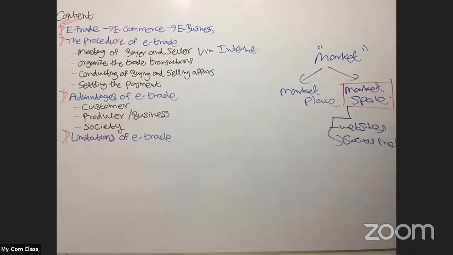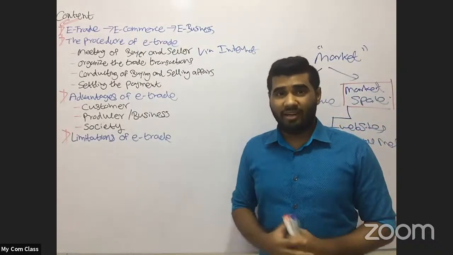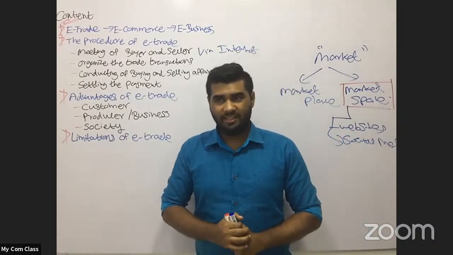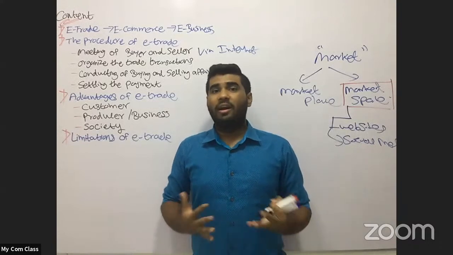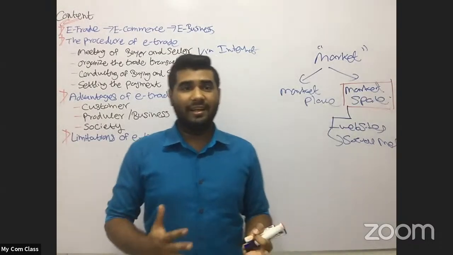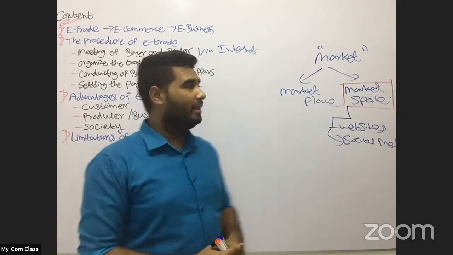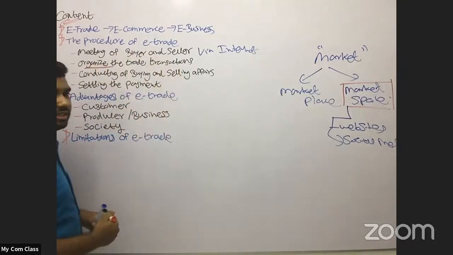And then organize the trade transaction. Organize. So you might visit different websites, you might ask price from the different vendors, and then you try to organize. So what you're trying to purchase, the quantity, price, conditions, delivery period or delivery charges, everything that will be considered here. Right? So, everything's organized the trade transaction.